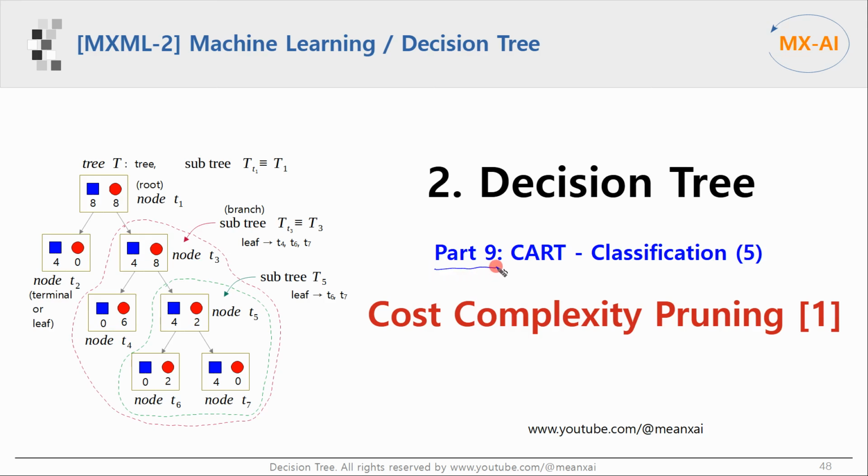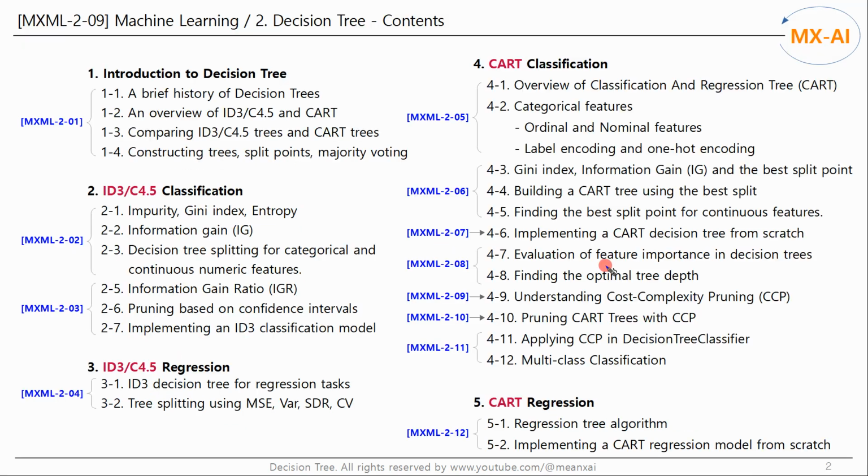This is part 9 of our Decision Trees series. Today we'll discuss pruning in CART decision trees. In the previous video, we explored feature importance in decision trees and used cross-validation to find the optimal tree depth. In this video, we'll take a deeper look at post-pruning, specifically a technique called cost-complexity pruning.